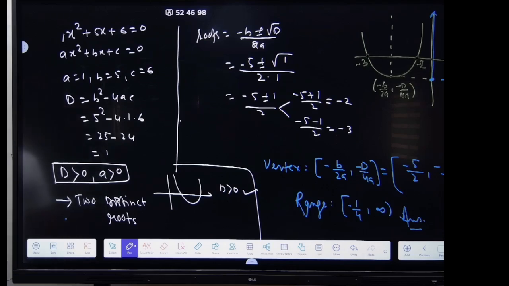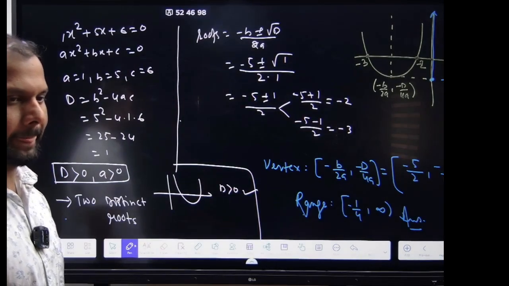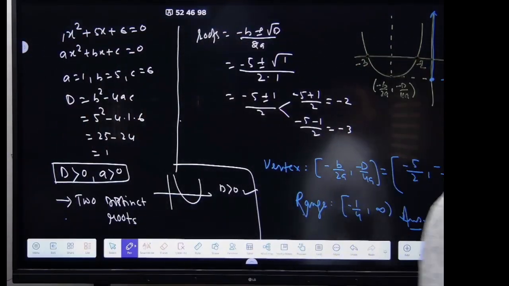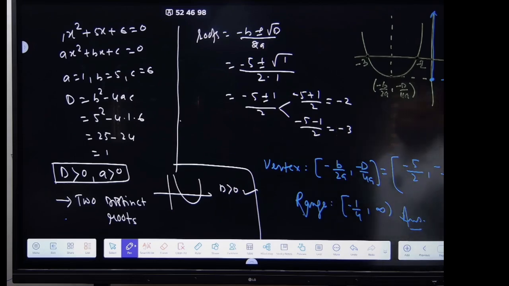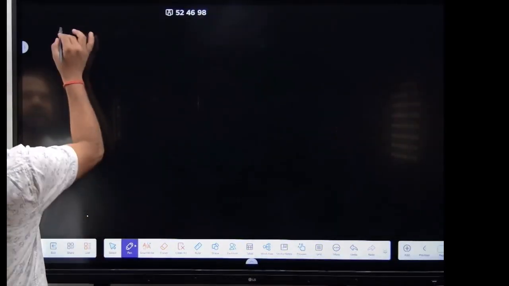Now, I will write a little bit about complex roots. Before that, I will teach you complex numbers, and then we will solve a little bit on complex roots. Should I start? Done? Write down one complex number. Now I am starting.